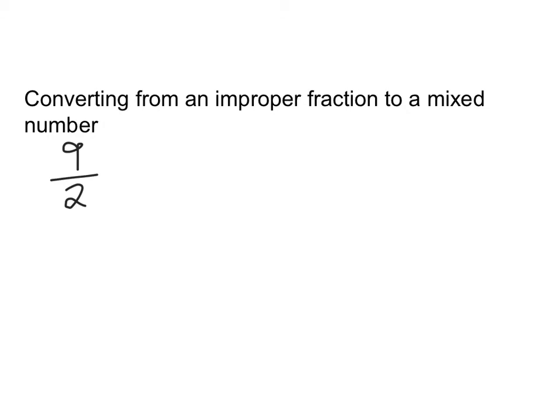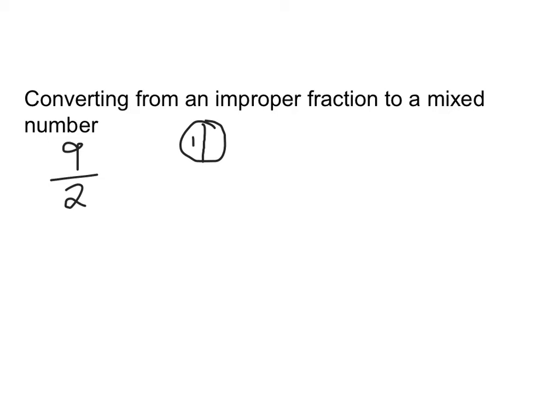Okay, so now we're going to do it the other way. We're going to convert from an improper fraction to a mixed number. So remember, an improper fraction means that my numerator is bigger than my denominator. Our example is 9/2. Let's go ahead and look at it visually first. What we're really doing here is seeing how many times it takes to get up to 9 halves, how many wholes we get out of that.